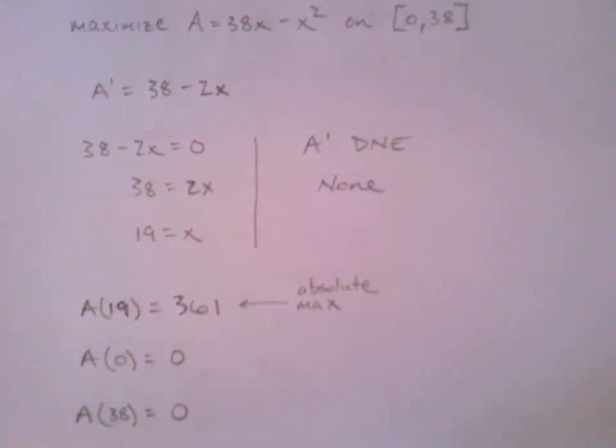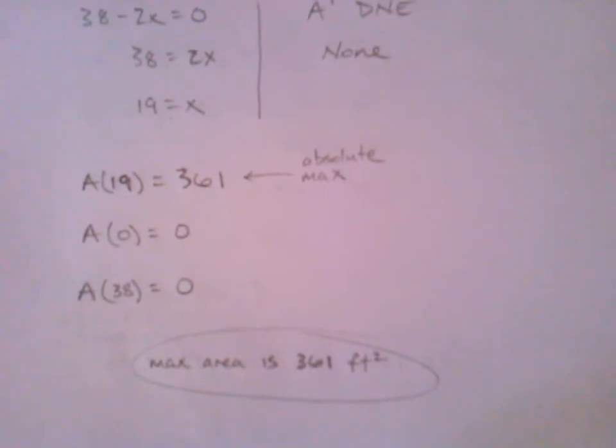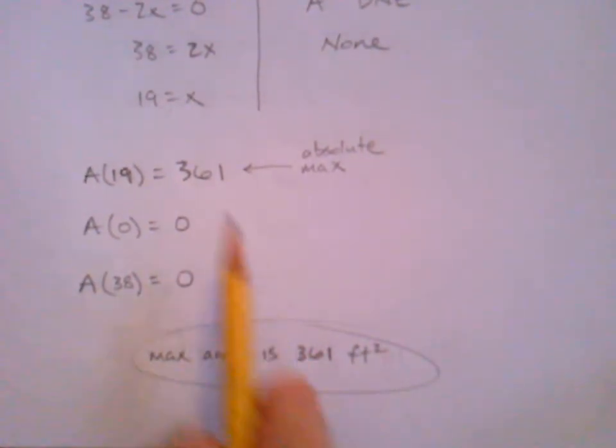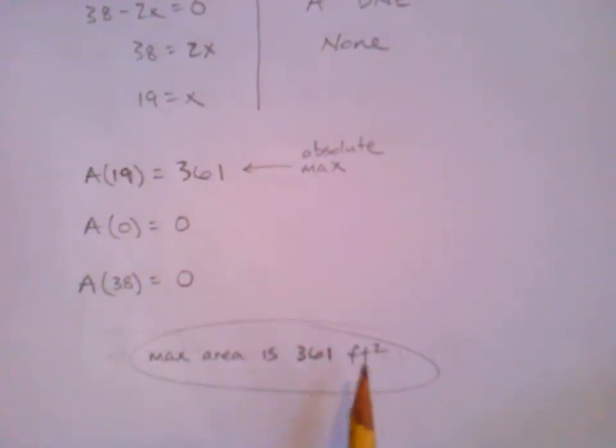And at this point, we really want to be clear that we've answered the question that was posed. Here, the question was simply what is the maximum area? Sometimes they change up exactly what they're asking for, so we want to be super clear. What is the maximum area? And we got it. The maximum area is that 361, and in this case, it's feet squared.